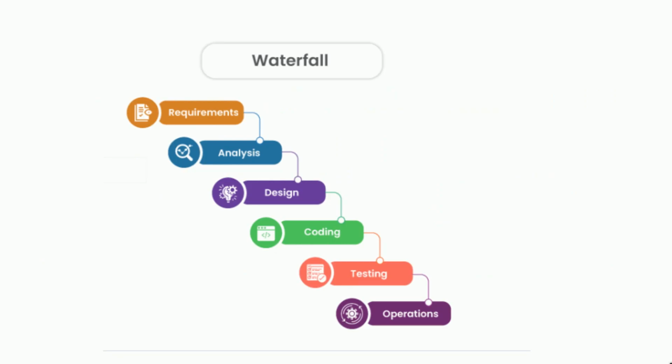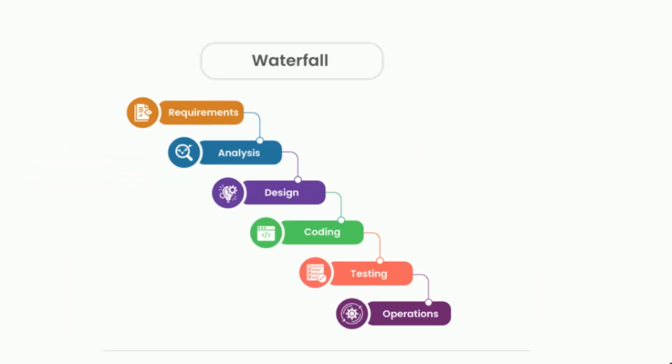This is the diagram which defines what is waterfall and what are the key components and the stages available with the waterfall. First one is requirement analysis, design, coding, testing, and operation.